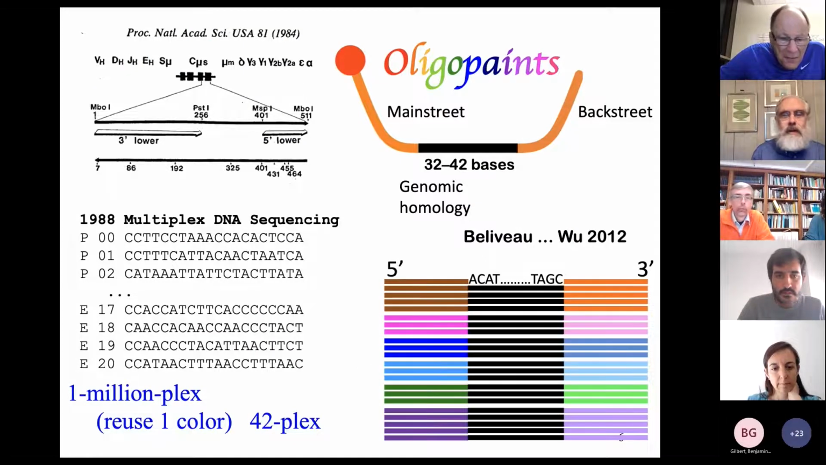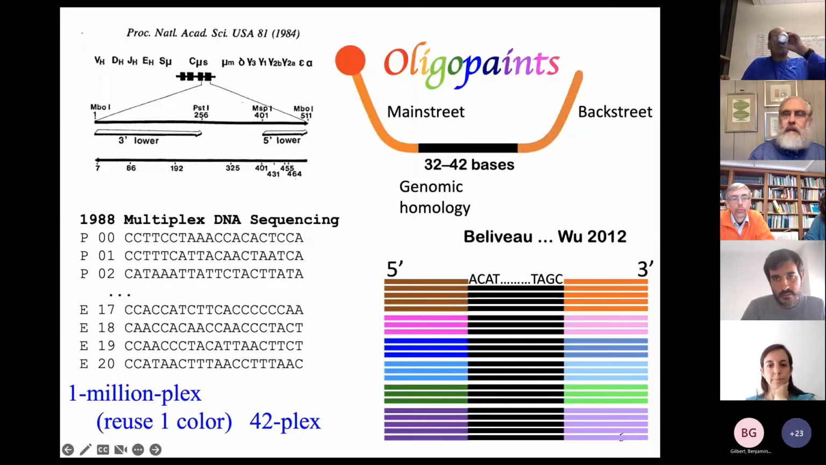Oligopaints partially goes back to our multiplex sequencing in my thesis in the upper left, in 1984, but really was accelerated by the Wu lab, showing these oligopaints where you have the black region which binds to the genome or transcriptome, and then 2 flexible hybridization tags that can be synthetic and anything you want. And so when we first published multiplex sequencing, it was 42-plex, and the Wu lab is up to million-plex.